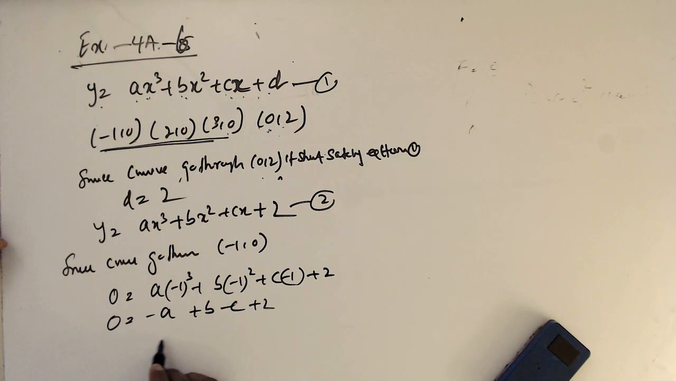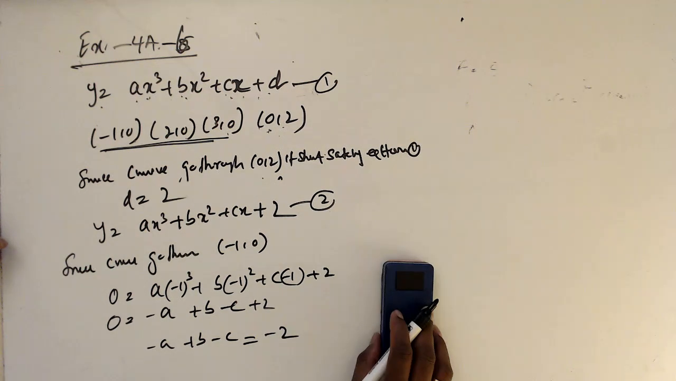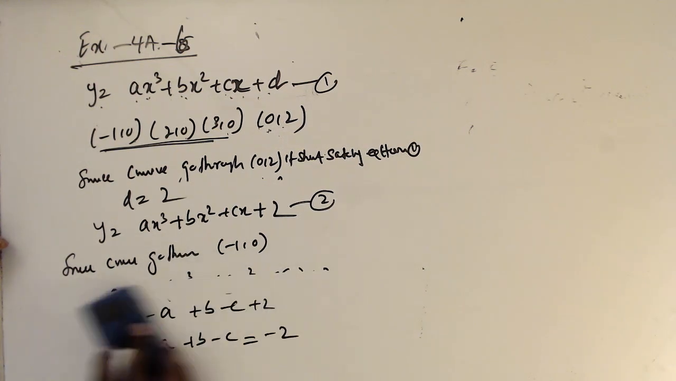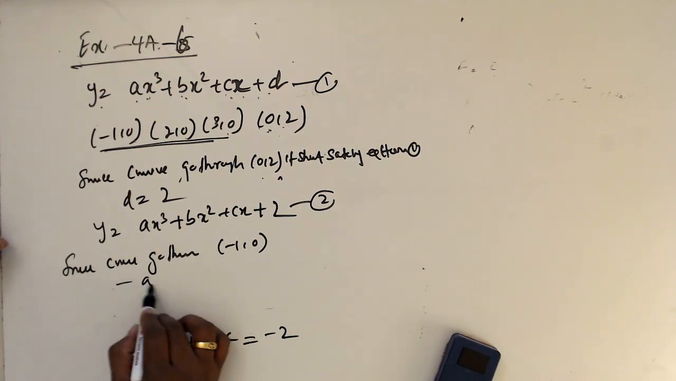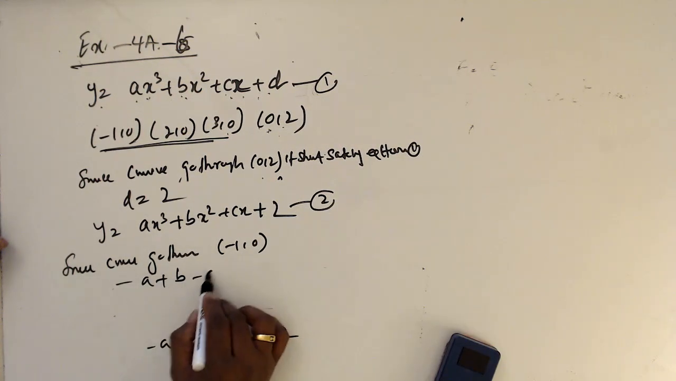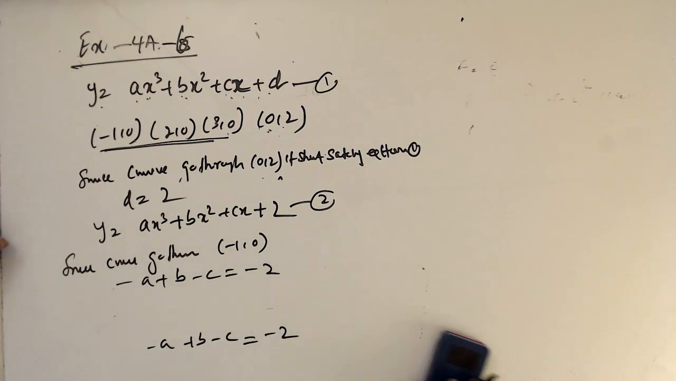In other words, minus a plus b minus c equals, taking plus 2 to the other side, minus 2. Now you can write minus a plus b minus c equals minus 2.